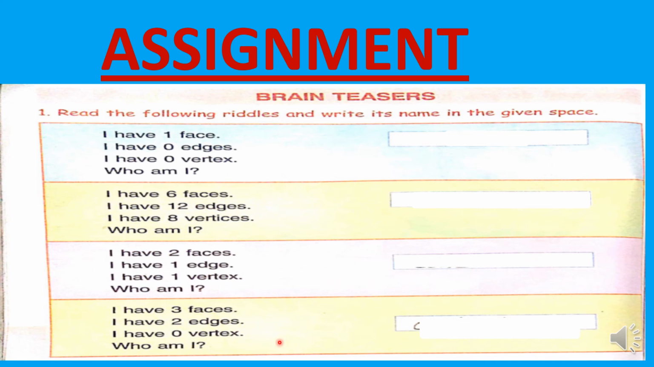Okay, children, next, I have 3 faces. I have 2 edges. I have 0 vertex. Did you understand? Who am I? Think: 3 faces, 2 edges, 0 vertex. What is that shape, children? Remember that shape name and write it here. Okay, this is the assignment I am giving to you. Write the questions neatly, write the answers here, and send.